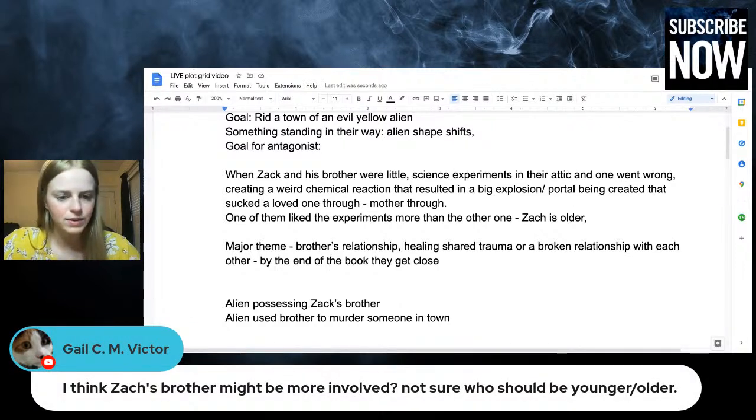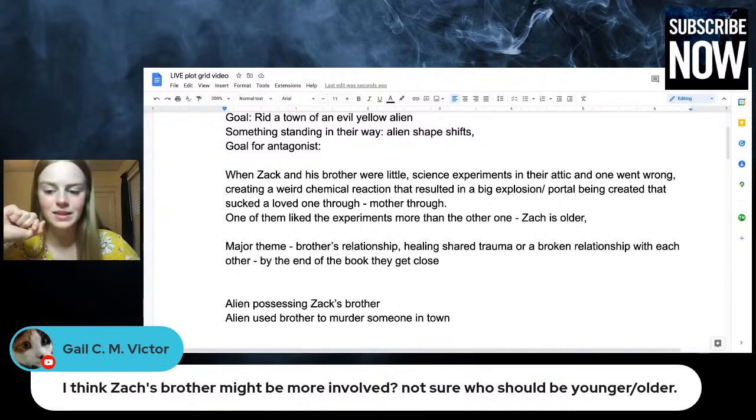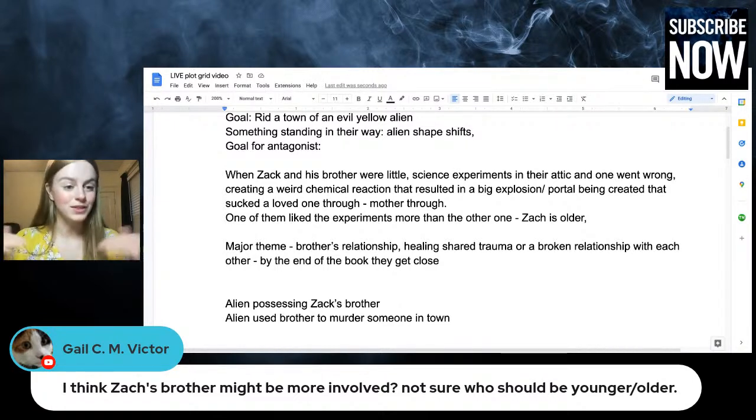Gail said, I think Zach's brother might be more involved. Not sure who should be younger or older. Yeah, so maybe the younger brother is the one whose idea it was behind the science experiments, but he needed his older brother's help. And then something that the older brother did is the reason that experiment went wrong. So both of them are kind of to blame. So they both have a reason to blame each other. Yes.